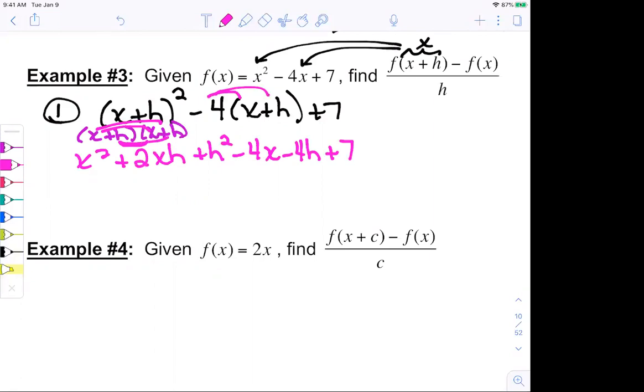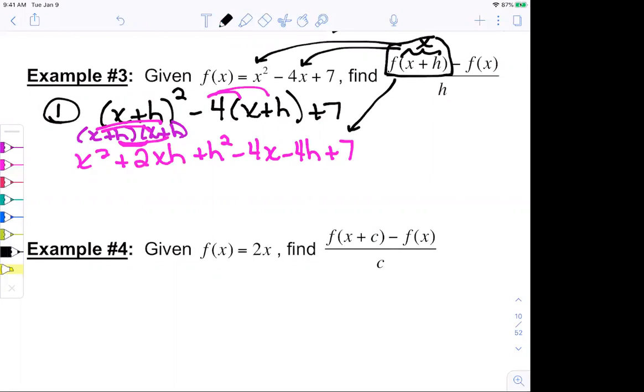Now that looks like a pretty big expression. Jack, are there any like terms in that expression? No, unfortunately there aren't. So this whole first piece here is this answer right here.